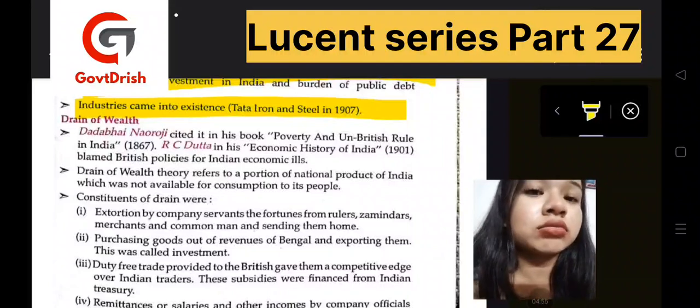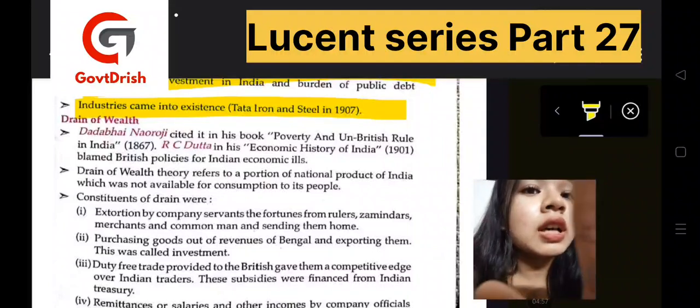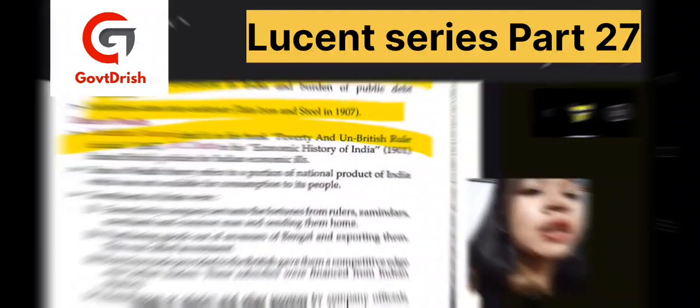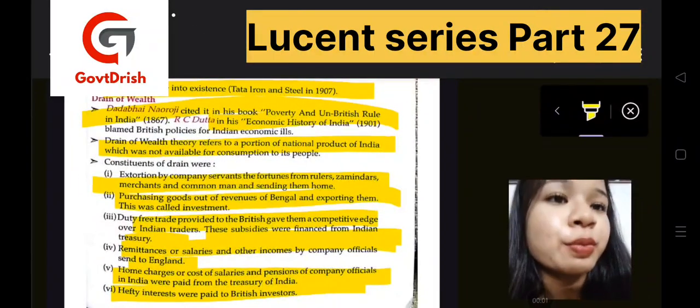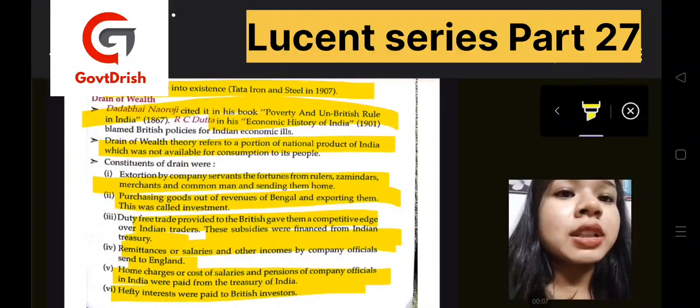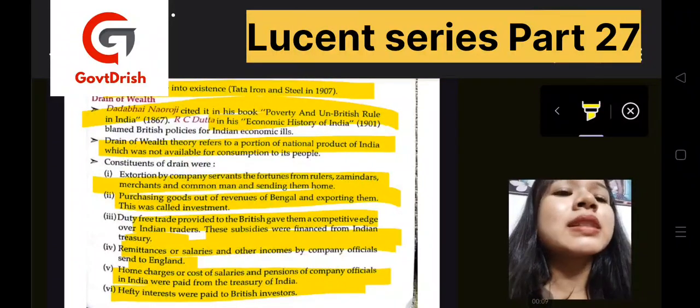And who was behind this? Dadabhai Naoroji, who cited it in his book Poverty and British Rule in India. It was mostly a book that blamed the British policies for the economic ills that they brought.